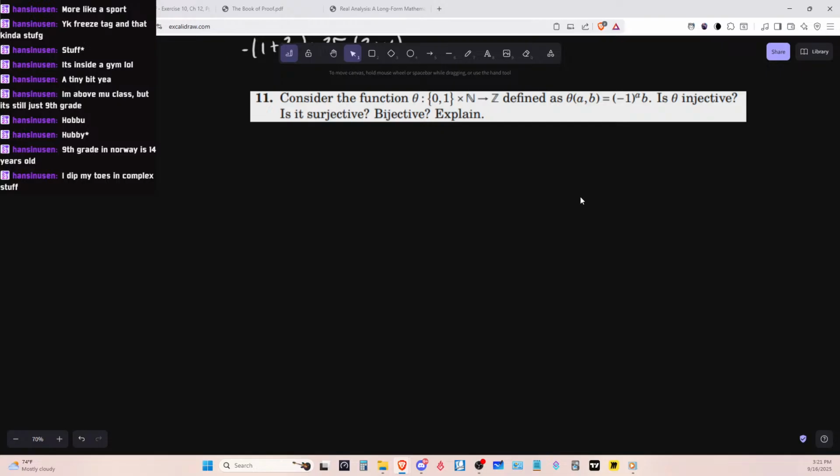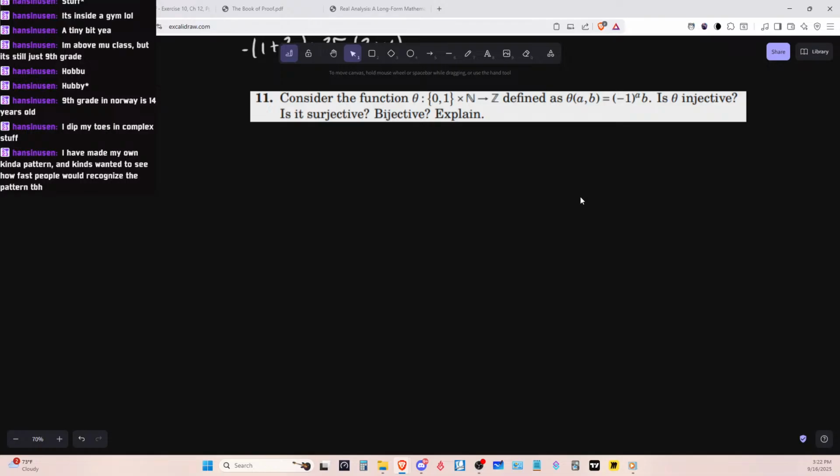Okay, consider the function theta from the set of 1 and 0 with the natural numbers to the integers. Is theta injective? Is it surjective? Is it bijective? Explain.